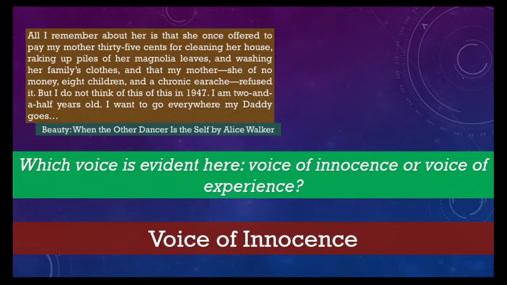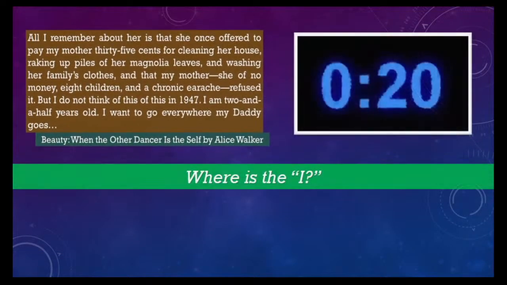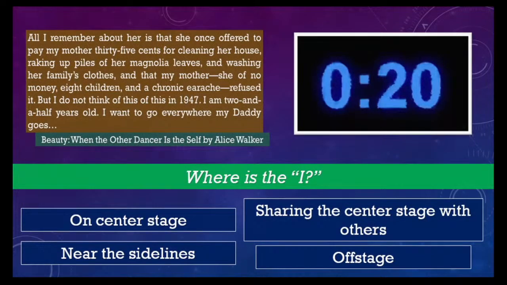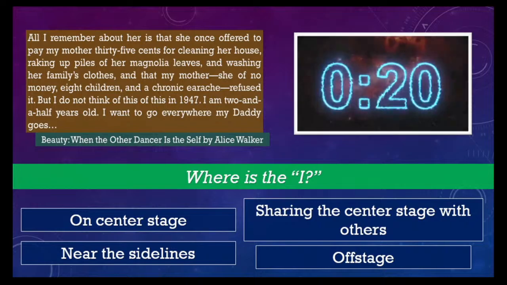Okay, all right. So next question. Where is the I in this paragraph? I'm referring to the same paragraph that you have read. We have already said that the voice is the voice of innocence. But where is the I in the paragraph? Where is it placed? You have 20 seconds to answer. Timer starts now.